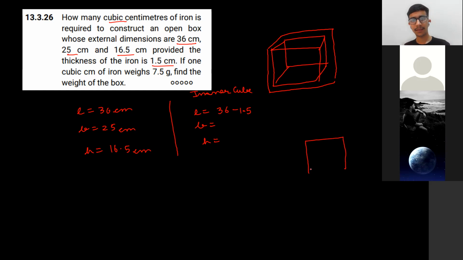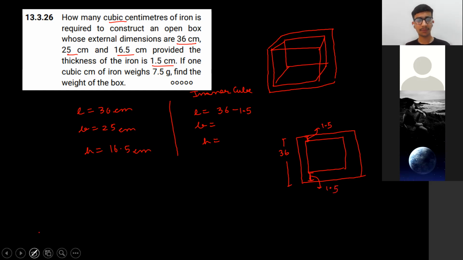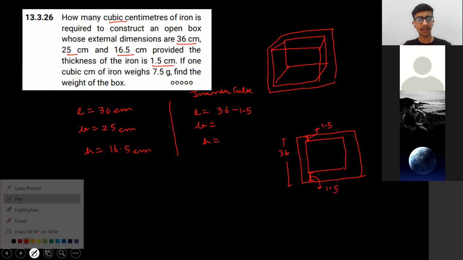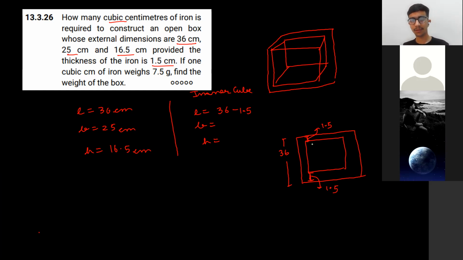See, basically, I'll make the front face of the cube. So this is the front face, and let's say this is the external one, right? So this length is given as 36, and the thickness, which is this particular length, is how much? 1.5, and again this particular length is 1.5. So what we have to calculate is this particular length first. Now tell me, how do you calculate the green length?